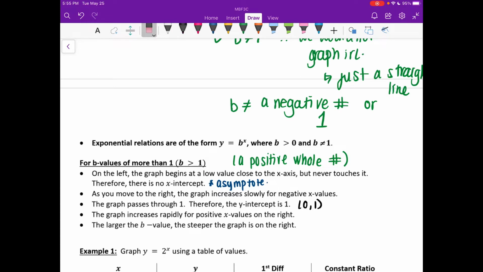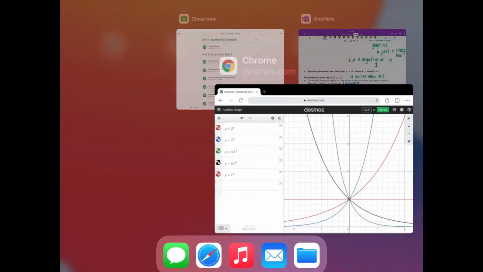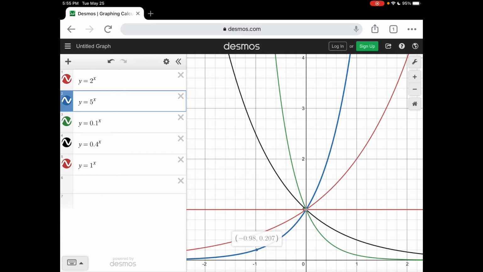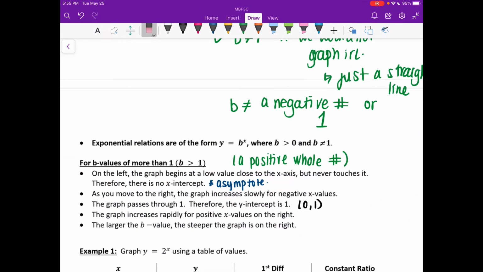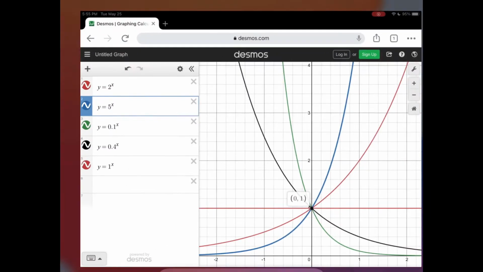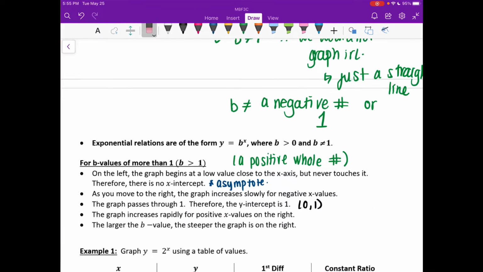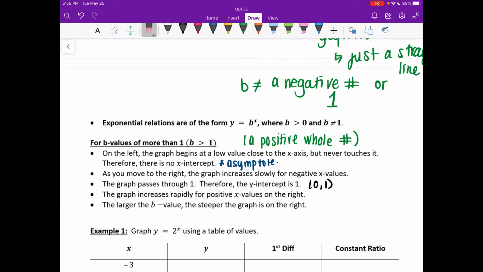The graph increases rapidly for positive x values on the right. You'll notice it's going up slowly for the negative values, but when it gets to the positive values, it starts going up super fast. The larger the b value, the steeper the graph is on the right. If it's 5, it's going to be steeper than 2. If it's 10, it's going to be steeper than 5.